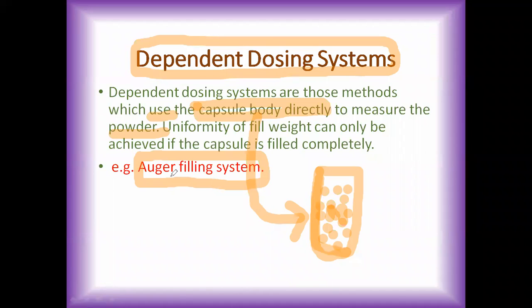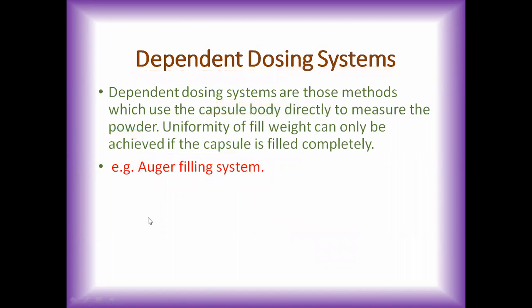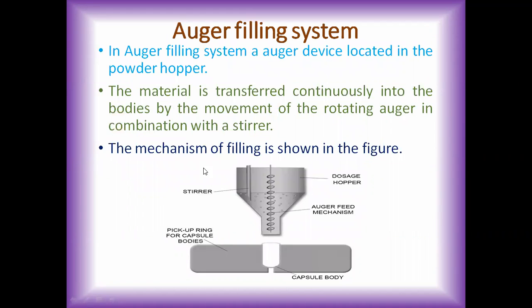The point here is why it is called dependent: because it is dependent on the capsule body, which will directly measure the powder. And the uniformity of the weight which you are going to fill into the capsule can only be achieved when it is completely filled. And the example of dependent dosing system is the Auger filling system. Now let's talk about the Auger filling system in detail.